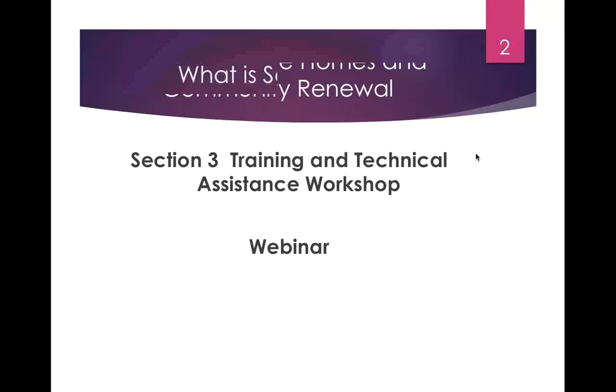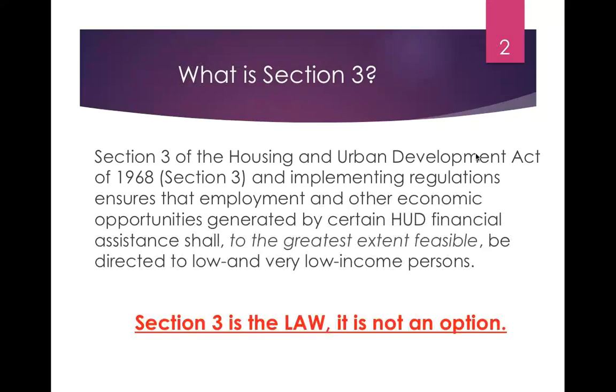What is Section 3? Section 3 of the Housing and Urban Development Act of 1968 and implementing regulations ensures that employment and other economic opportunities generated by certain HUD financial assistance shall, to the greatest extent feasible, be directed to low and very low income persons. Section 3 is the law. It is not an option.